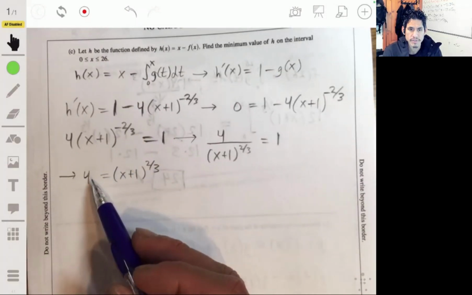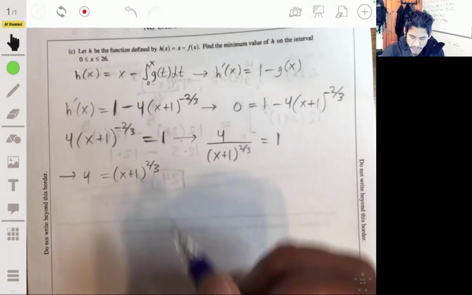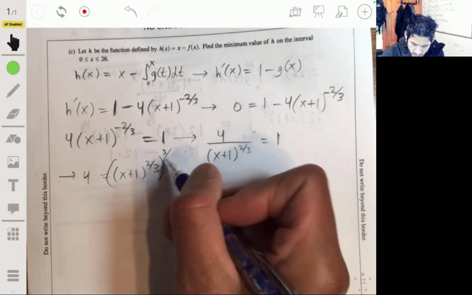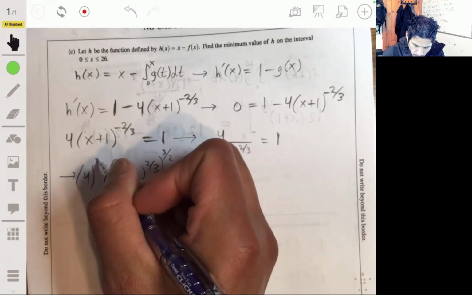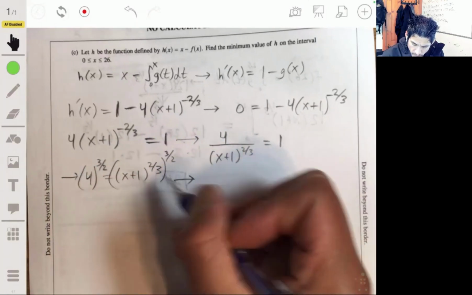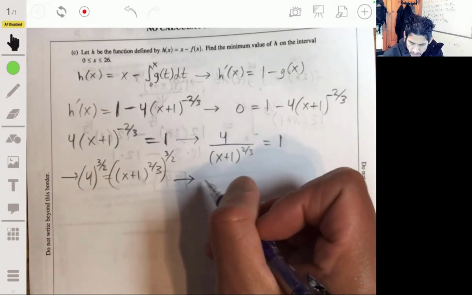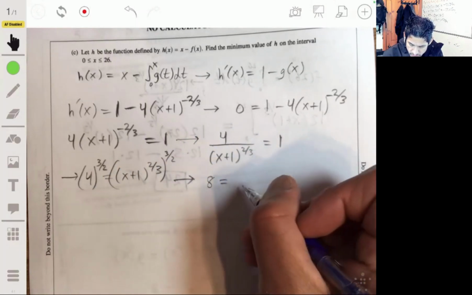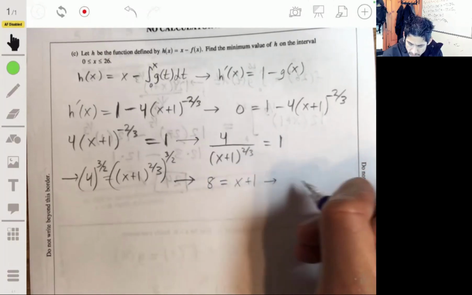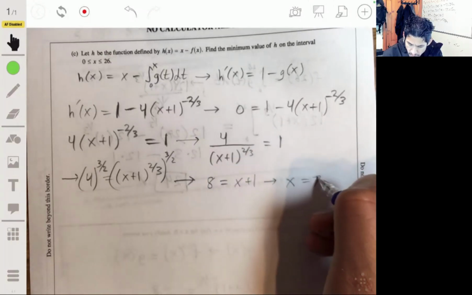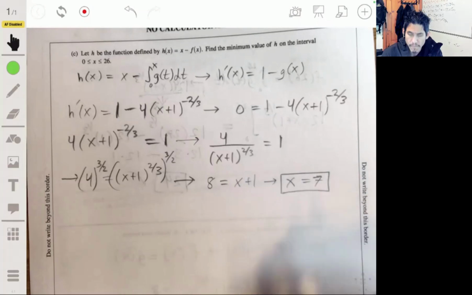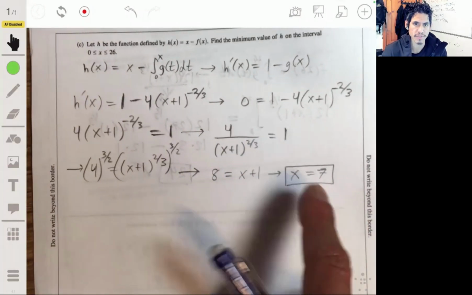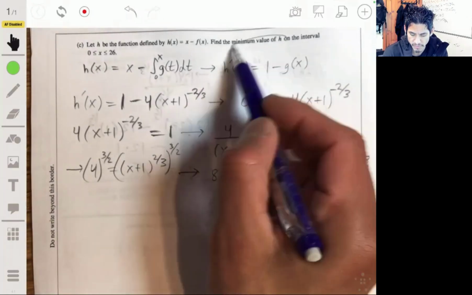Take the third root of this, or cube both sides, and then take the square root. So raise both to the 3/2. So cubing 4, 64. 64 to the square root is just going to be 8. We have 8 equals x plus 1. And so then x will be 7. So this is a possible value that we want to check. Don't confuse this with the minimum value.